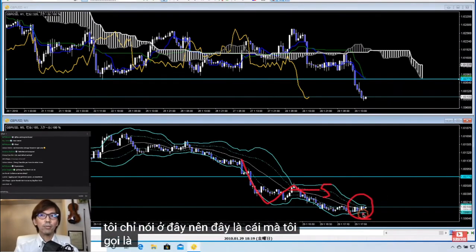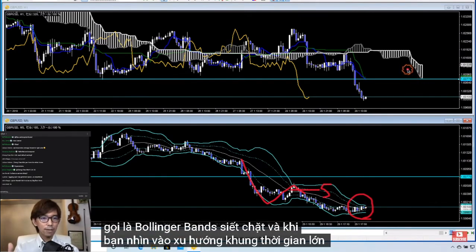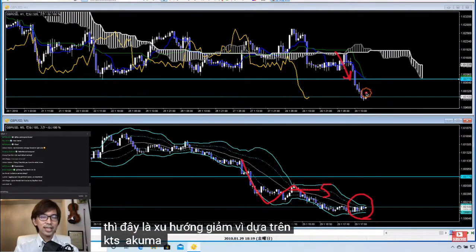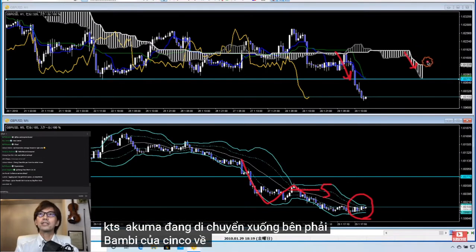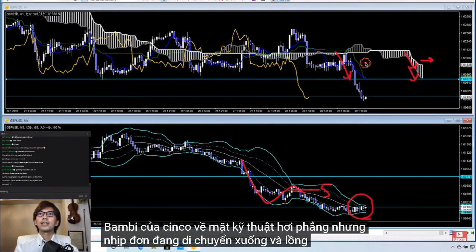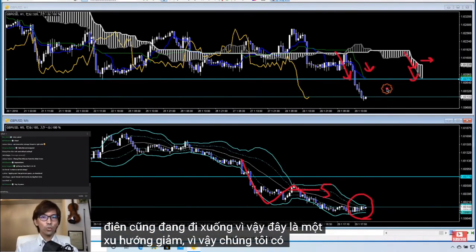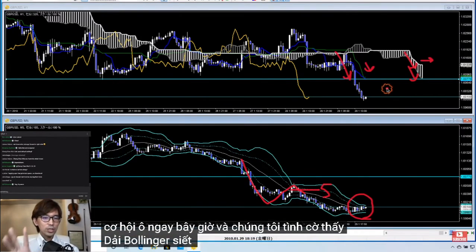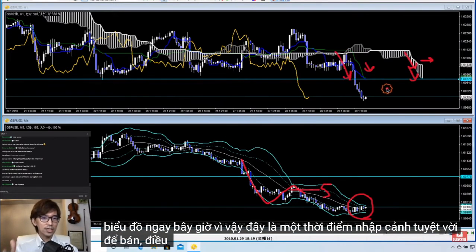So this is what I call Bollinger Band squeeze. And when you look at the bigger time frame trend, this is a downtrend because based on the KTS, the Kumo is moving down. Senko span B is slightly flat technically, but Senko span A is moving down and Kijun Sen is going down too. So this is a downtrend. So we can look for the sell chance now. And we happen to see the Bollinger Band squeeze in the 5-minute chart now. So this is a great entry timing to sell.